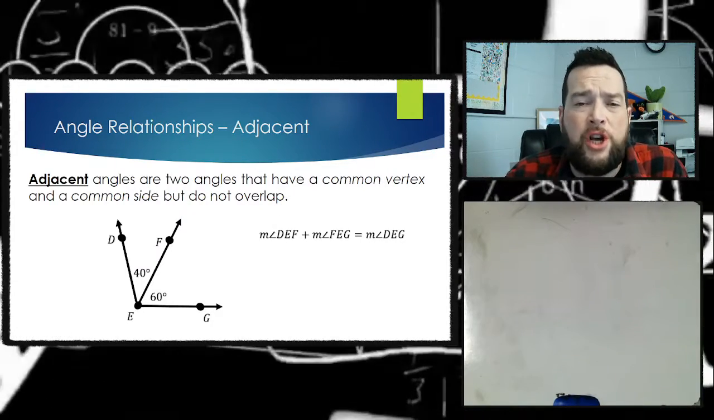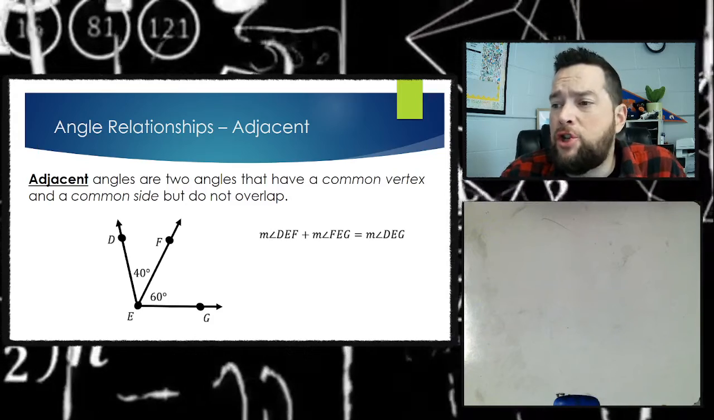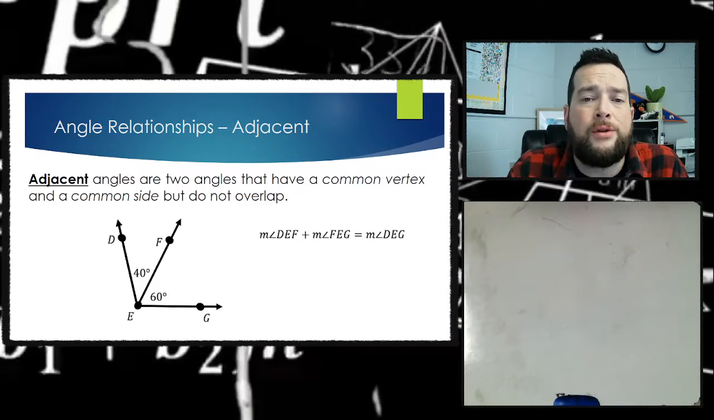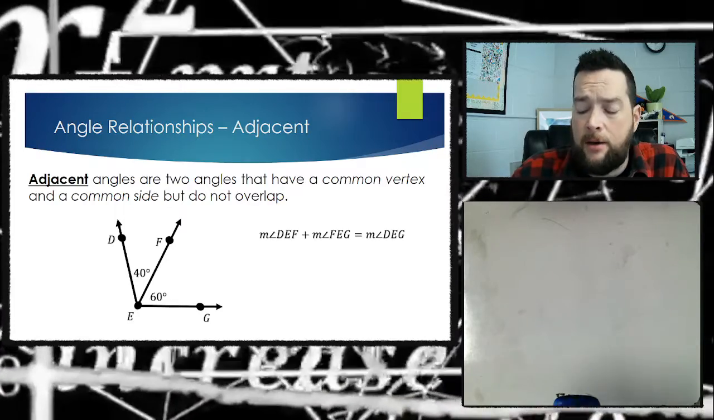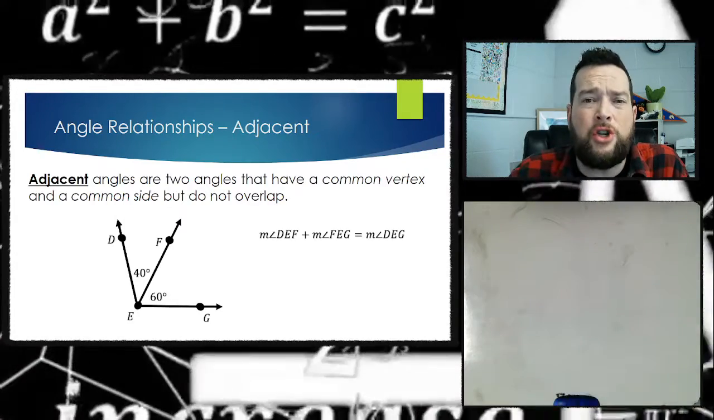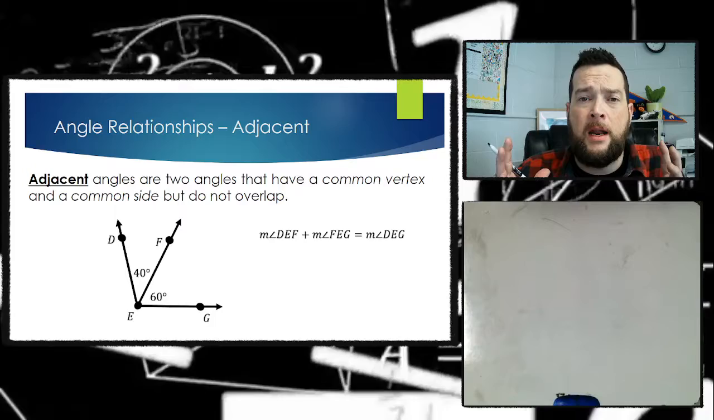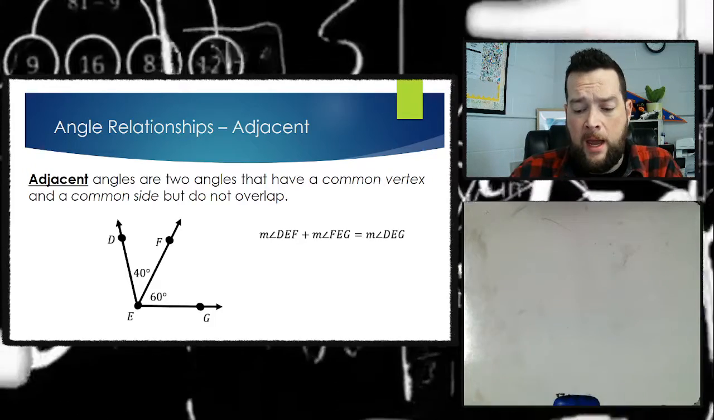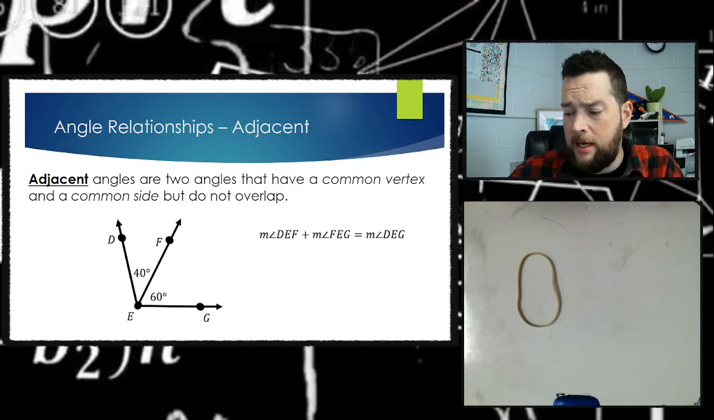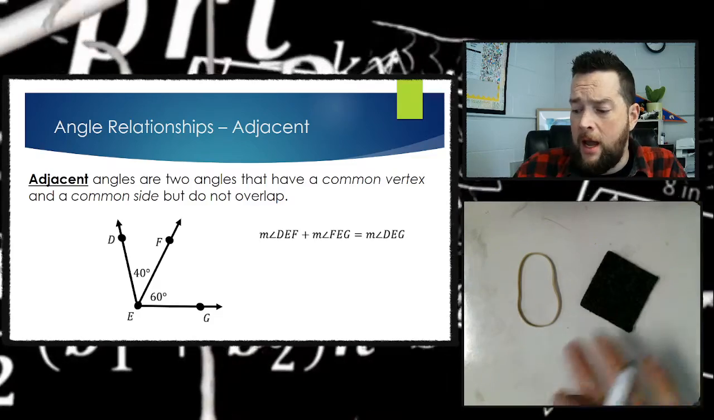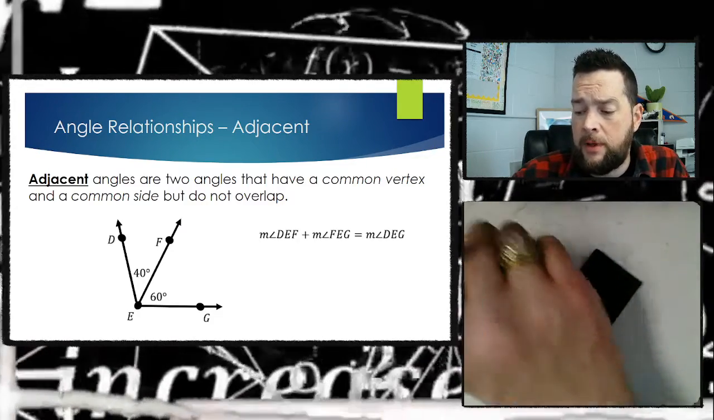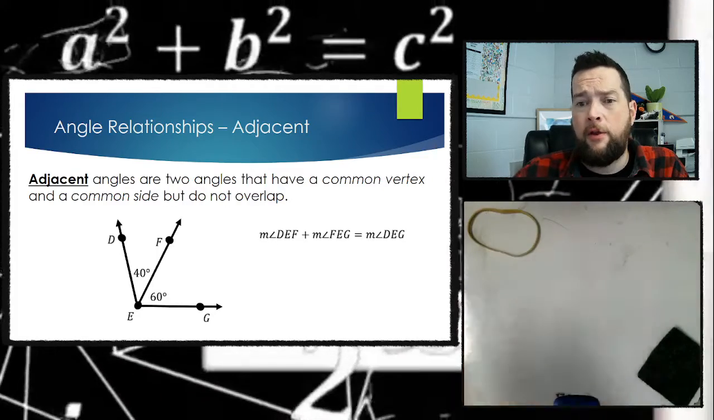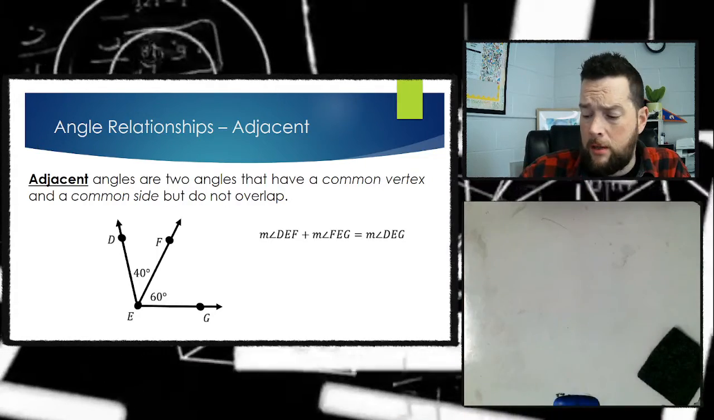Let's start with adjacent angles. Adjacent angles are two angles that have a common vertex and a common side. So adjacent just means next to something. If we have this rubber band right here, and I say it's adjacent to my little eraser, I'm saying they're next to each other. If I split them far apart like that, they're no longer adjacent to each other.